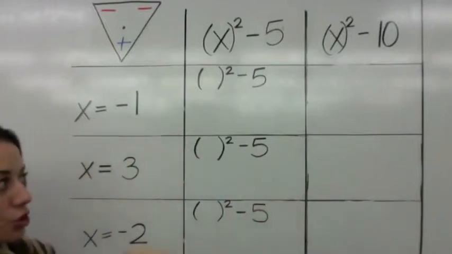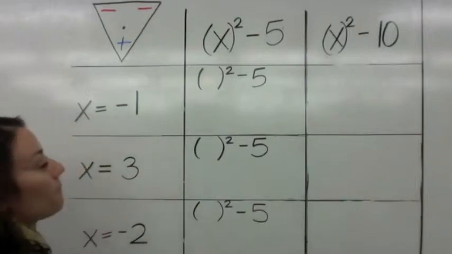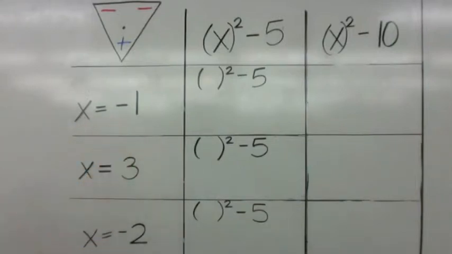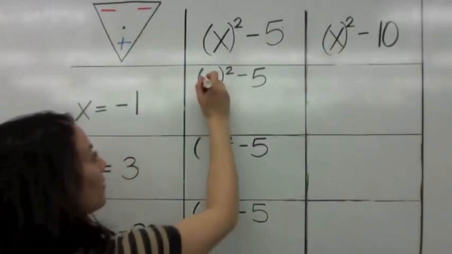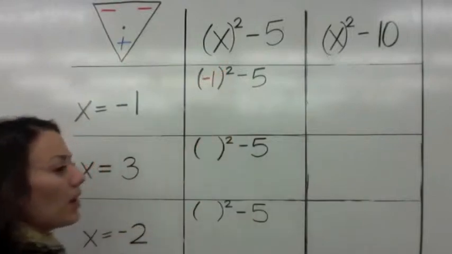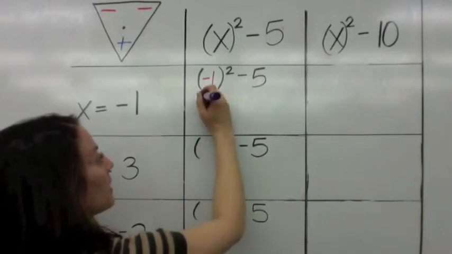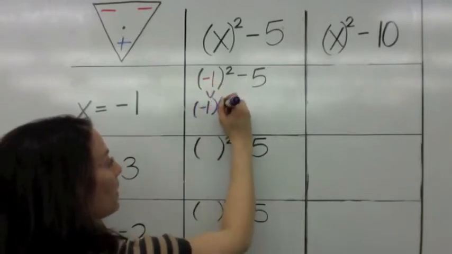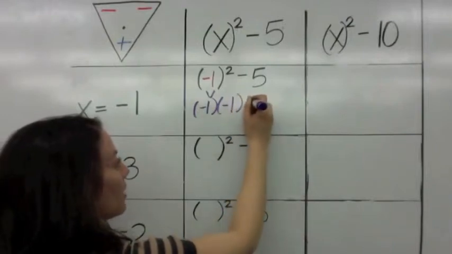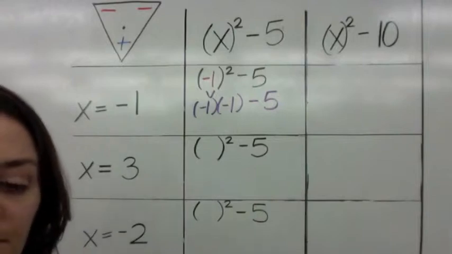Okay, the first 3 will show 3 lines of work. Now, I gave you a different value for x. What is x here? X is negative 1. Okay, negative 1. Now, what is negative 1 squared? What does that mean? It means negative 1 multiplied by negative 1. Then you're going to subtract 5. All right, are we good?